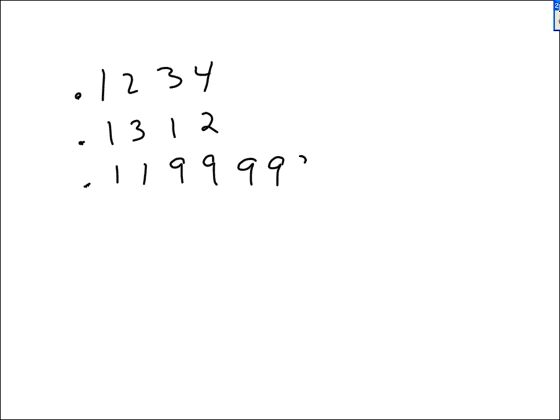Try it again. Suppose you have 0.1234, 0.1312, and 0.119999. And if you want, you can put the other zeros in, so all the numbers have the same number of decimal places, namely 7: 1, 2, 3, 4, 5, 6, 7. All right.